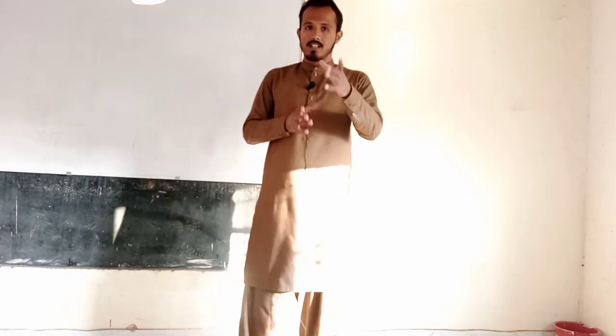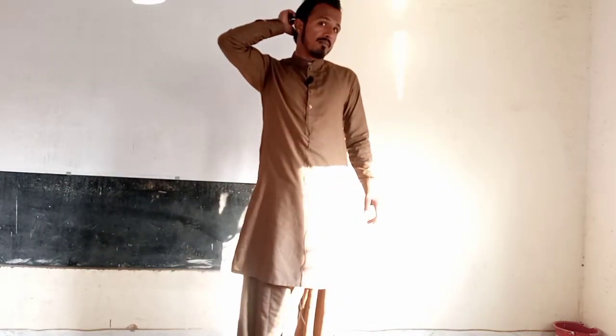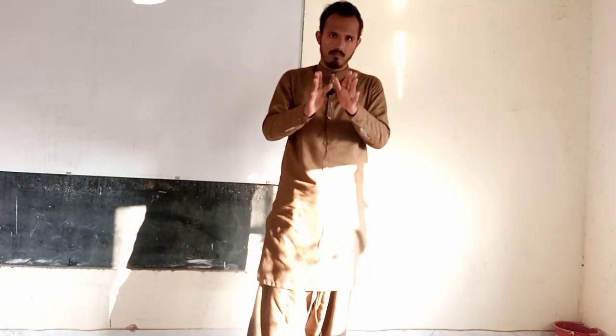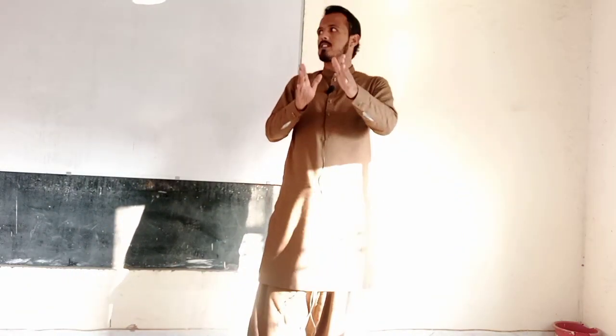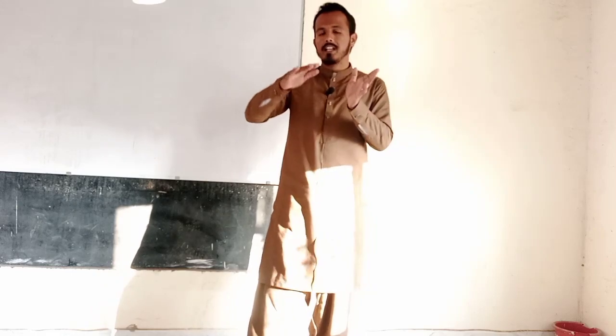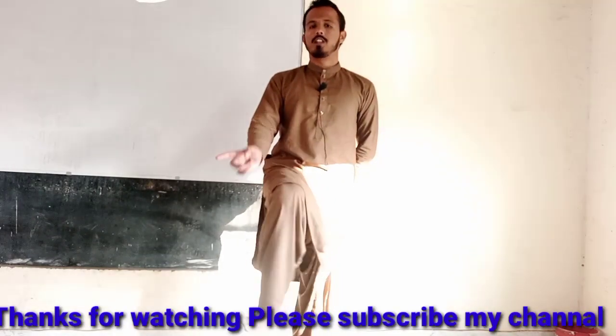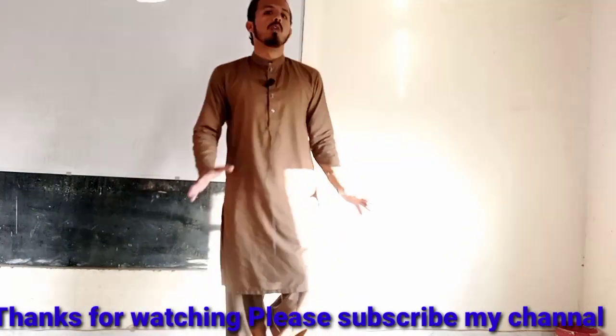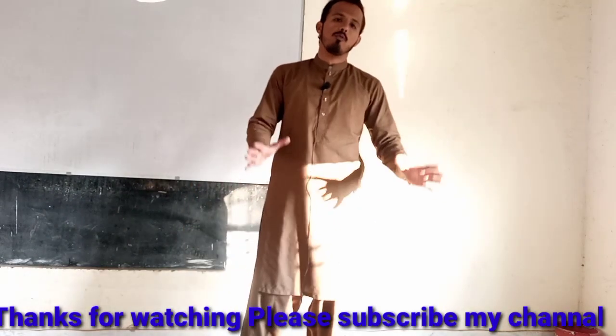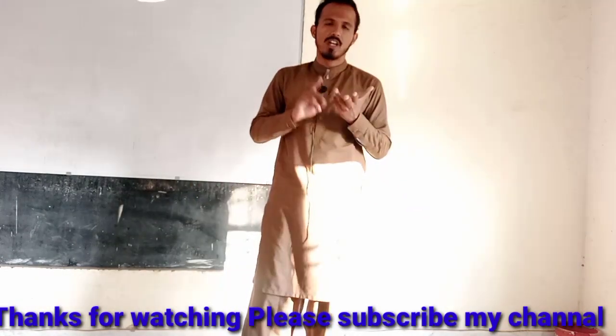Last movements are inversion and eversion. Inversion means inward and eversion means outward. Inversion is 30 to 40, eversion is 15 to 20. This is our today's lower limb movements of the hip joint, knee joint and ankle joint.